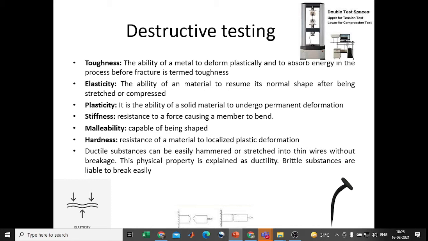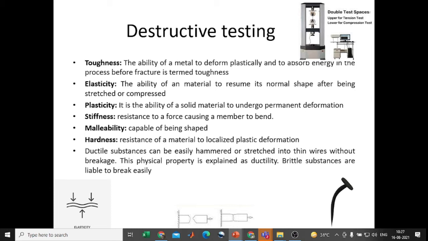The physical property is explained as ductility, but brittle substances are liable to break easily. Brittle materials break easily, like glass. If you consider copper, it may have higher elasticity because its elongation is more compared to steel. But glass easily breaks because glass has the highest brittleness. This is the difference between ductility and brittleness.